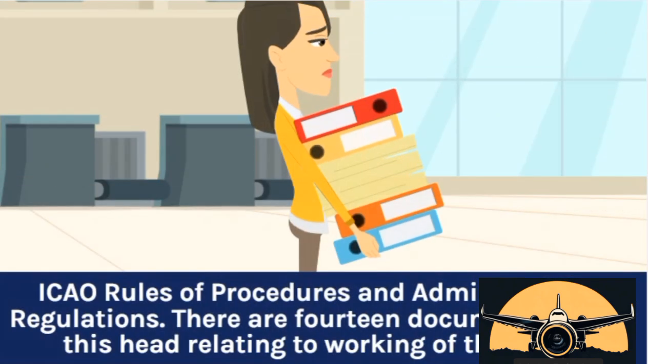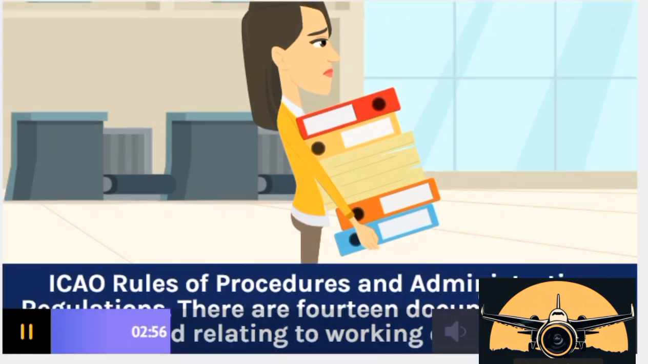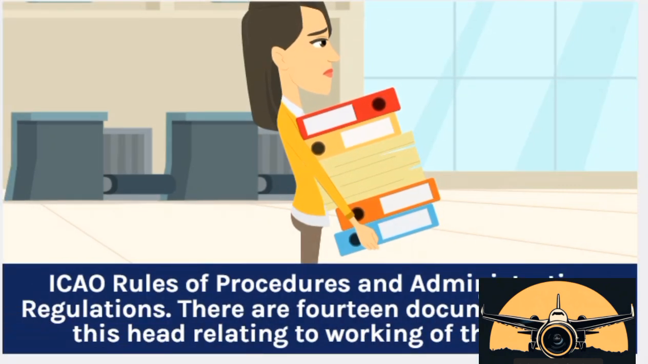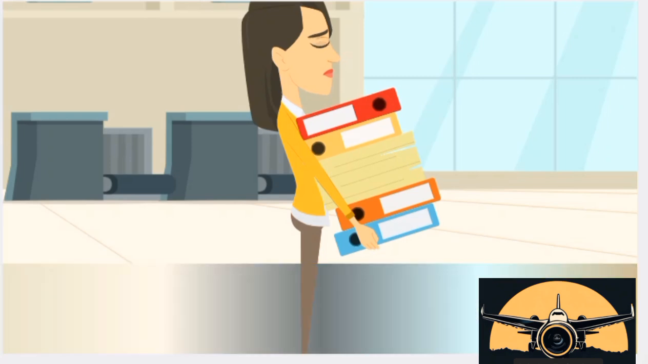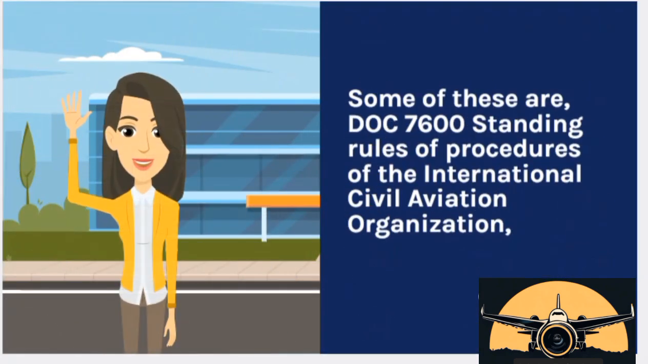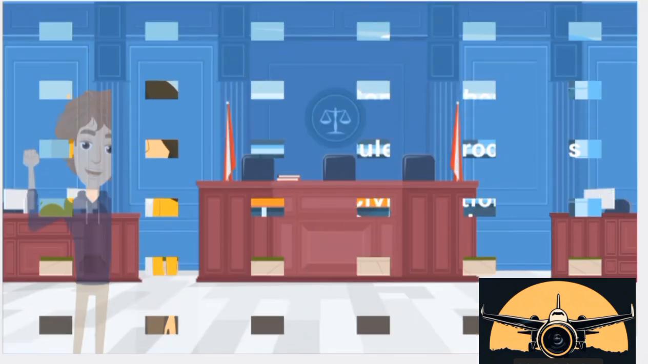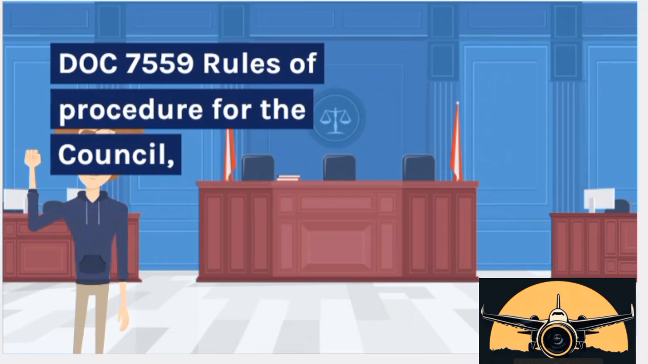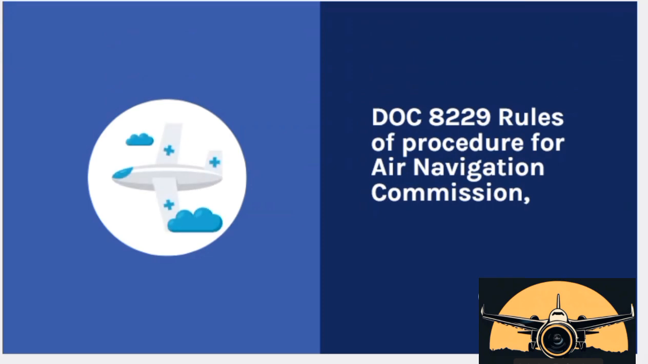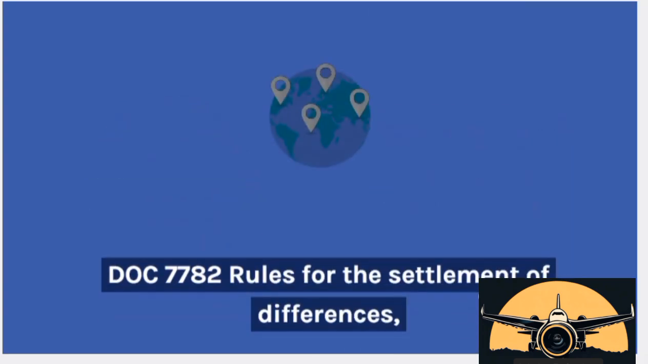ICAO Rules of Procedures and Administrative Regulations. There are 14 documents under this head relating to working of the ICAO. Some of these are: DOC 7600 Standing Rules of Procedures of the International Civil Aviation Organization. DOC 7559 Rules of Procedure for the Council. DOC 8229 Rules of Procedure for Air Navigation Commission. DOC 7782 Rules for the Settlement of Differences.